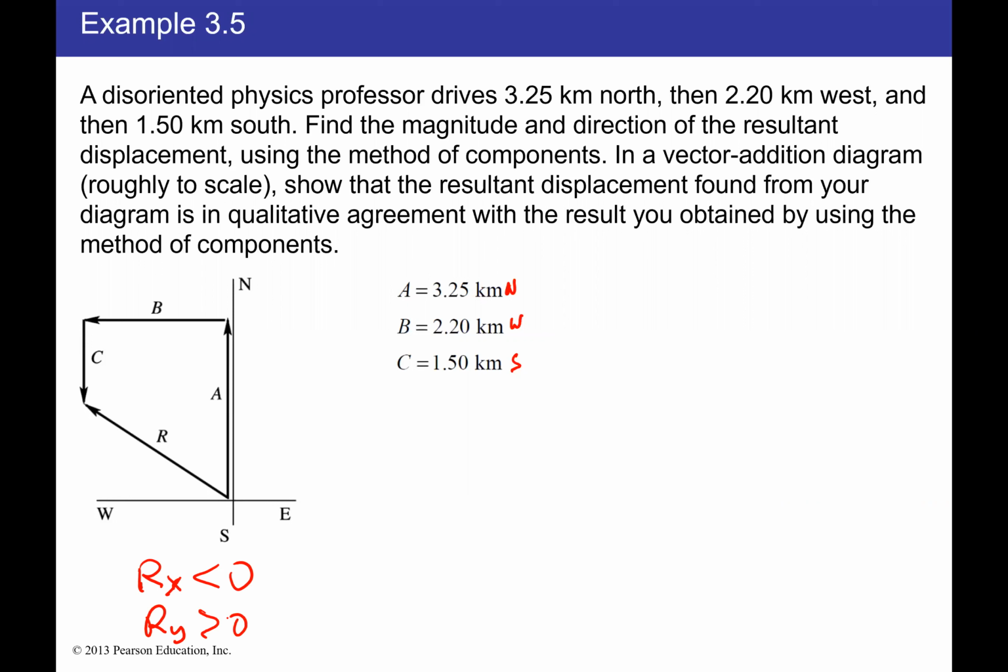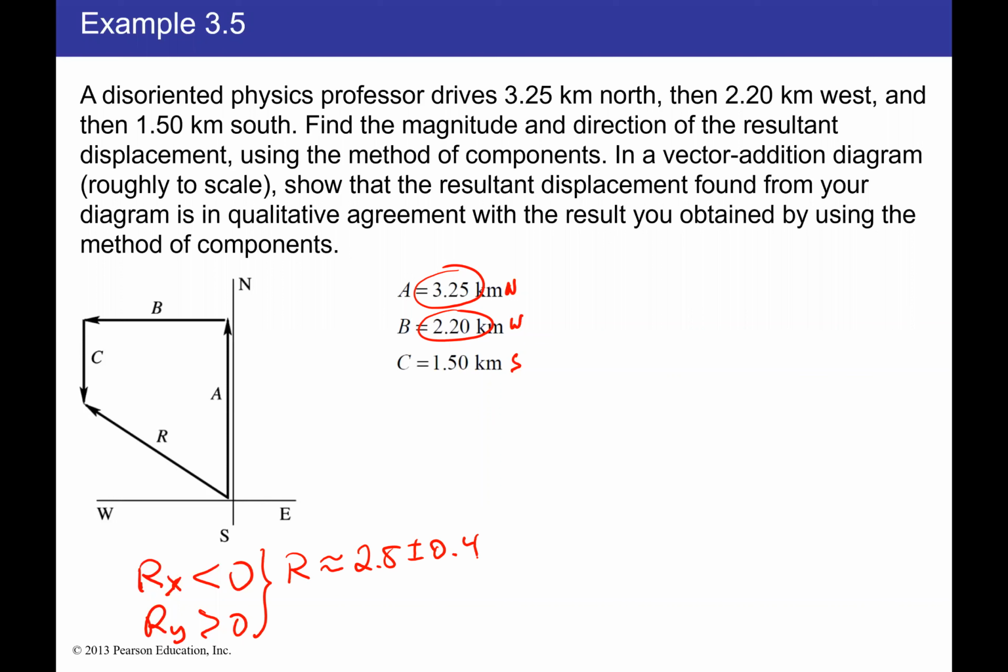Also, look at the size of R. If I compare it to the other ones, R has a size that is shorter than A, but longer than B. A is 3.25, B is 2.2. So I estimate it to be somewhere between them. I can estimate the magnitude of R roughly, maybe 2.8 or maybe 3.0, something like that, plus or minus 0.4.